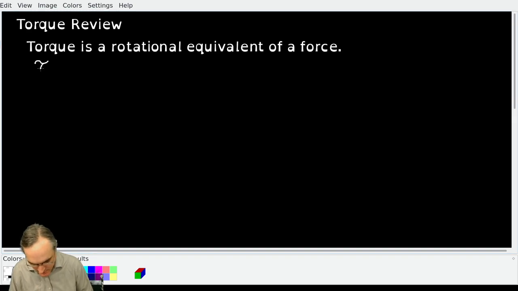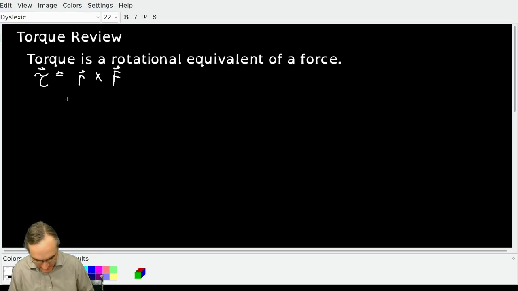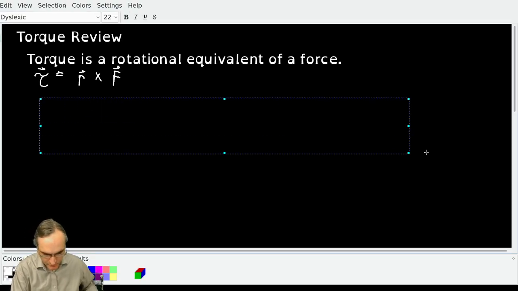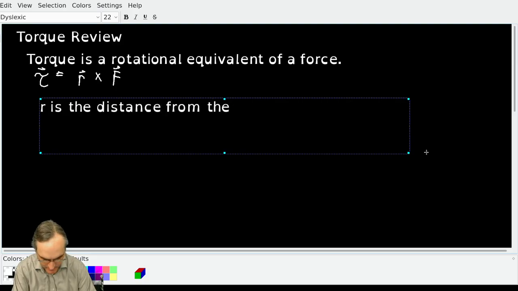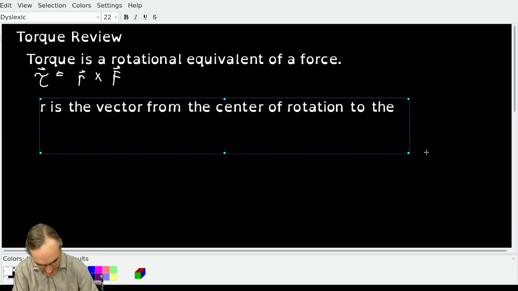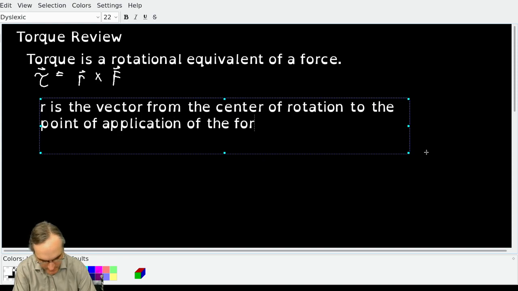Well, we usually use the symbol lowercase tau. It is a vector, and it would be equal to r cross F. Now let's define some of this. R is the distance. Well, it's actually the vector from the center of rotation to the point of application of the force.